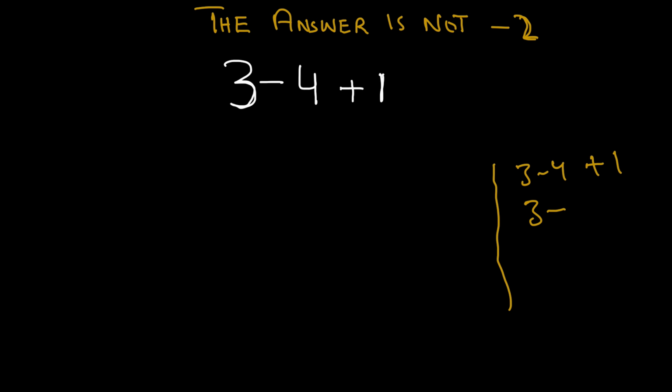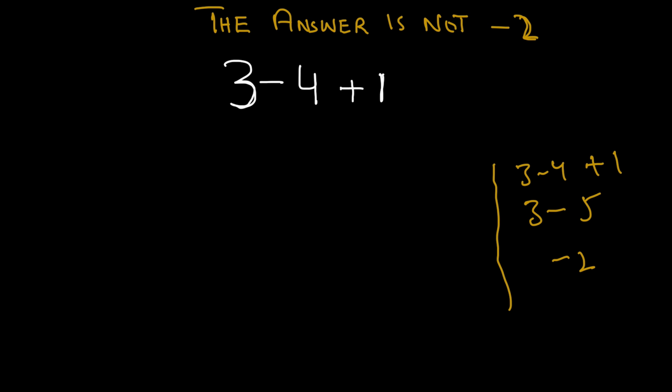First addition, A for addition and S for subtraction, then in the last, subtraction. So 4 plus 1 is 5. So 3 minus 5 is minus 2. So here we did not choose the correct order of operation.